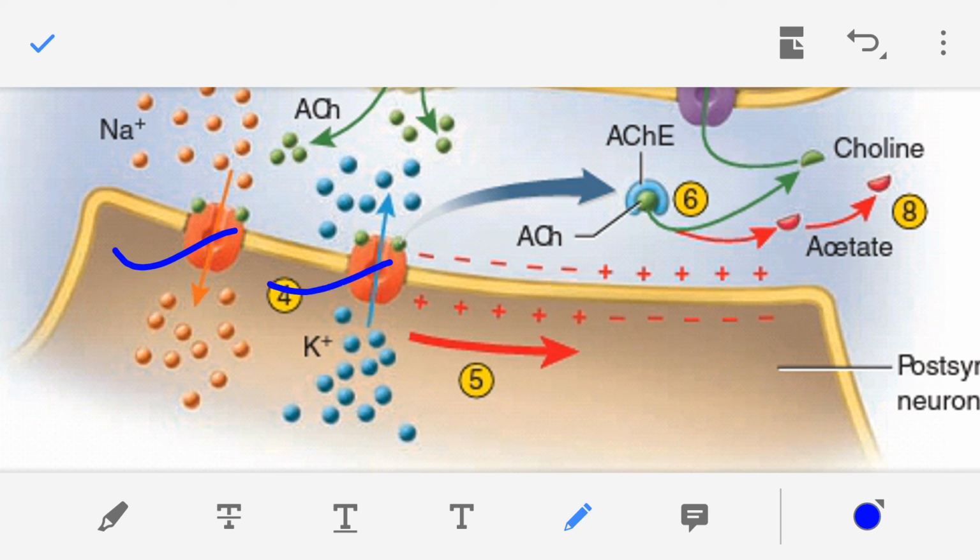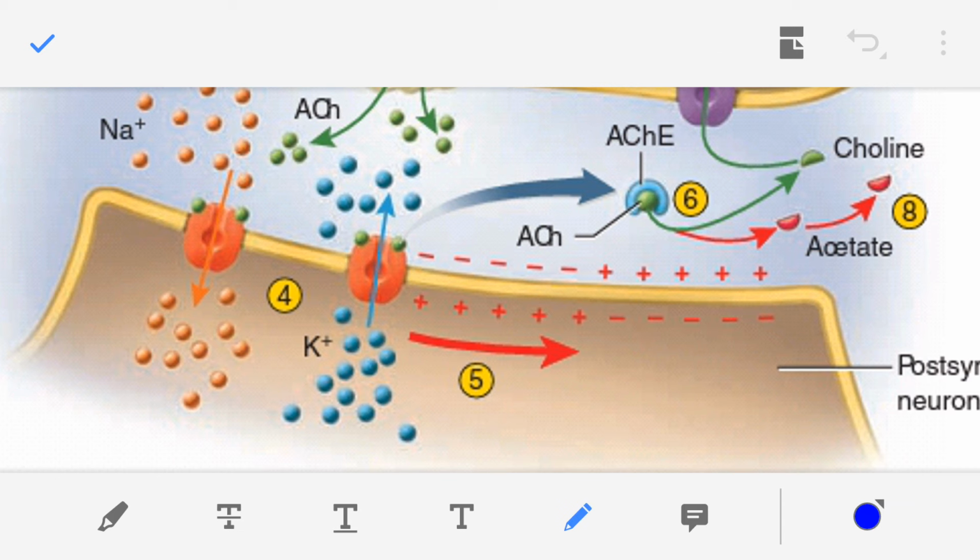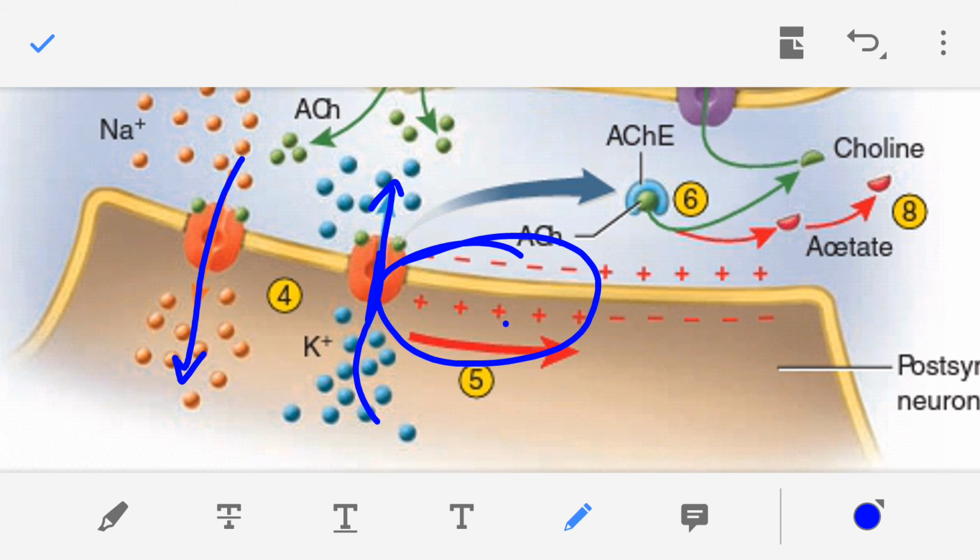These are the same. This is the same channel, but for simplicity, to make us understand, they have shown it separately, but actually it is the same channel. In this channel, Na plus enters into the postsynaptic neuron, and K plus moves out. But the influx of Na plus is very rapid compared to the outflux of K plus. K plus moves out slowly, so that's why depolarization occurs.